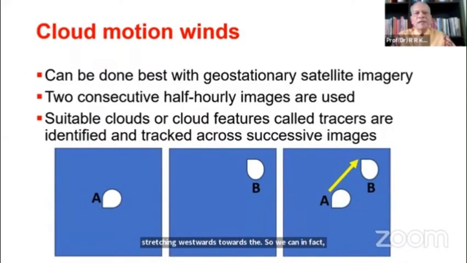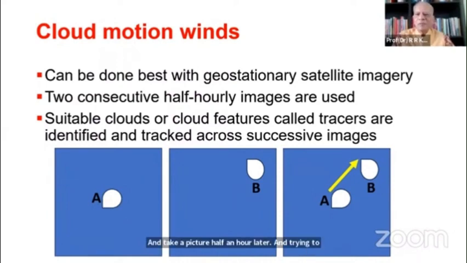When you look at the sky, you'll see clouds floating in the atmosphere. Some of them are randomly there, while some you can see are carried by the wind. The same principle is applied with satellites. If you have a geostationary satellite with consecutive half-hourly images, you just pick up a cloud in a certain time image, let's say it was at position A, and take a picture half an hour later, and try to figure out where that particular cloud has gone.